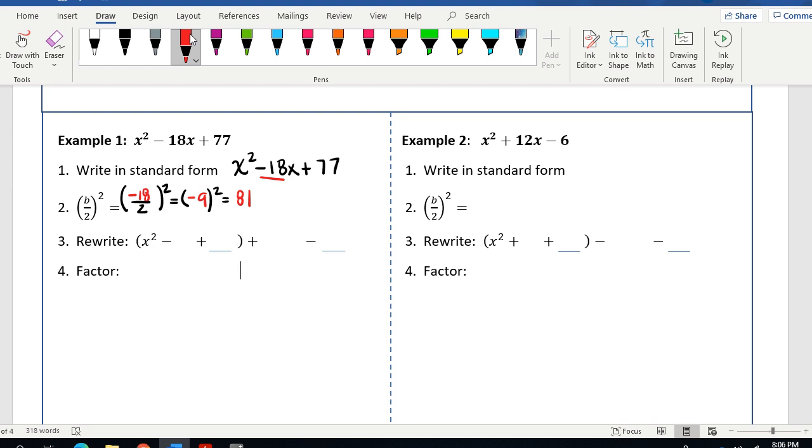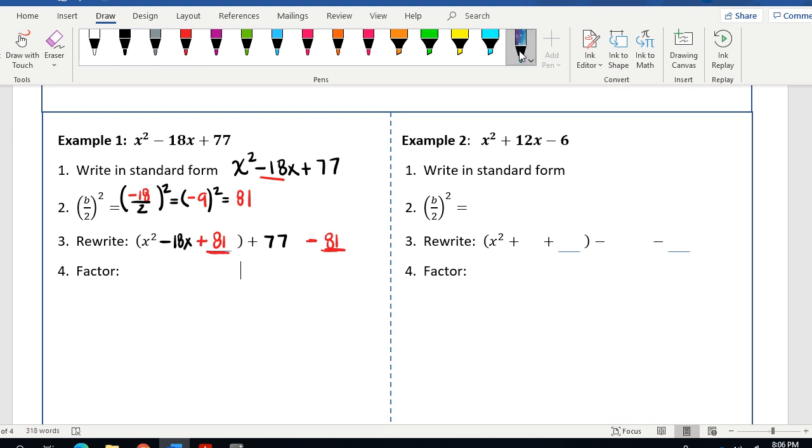All right, so step 3, now I'm going to rewrite. Again, probably the most difficult to remember. I'm going to rewrite x squared minus 18x. So the first two terms stay the same. Then I like to do plus a blank in my parentheses, plus my original c term, which was 77, minus a blank. All right, whatever goes in this plus a blank, the same number has to go in the minus a blank. So I'm going to put this 81 in both.